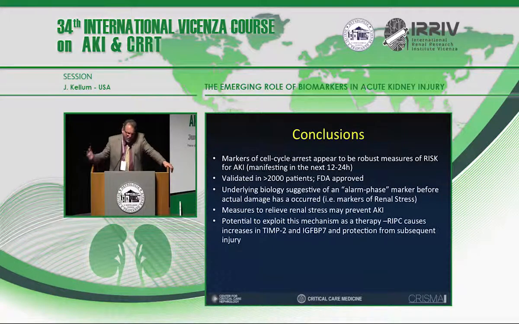So in conclusion, markers of cell cycle arrest appear to be robust measures of risk for acute kidney injury, manifesting in the next 12 to 24 hours. They've now been validated in 2,000 patients. The test is FDA approved. The underlying biology suggests an alarm phase marker before actual damage has occurred, i.e. markers of renal stress. Measures to relieve stress may prevent AKI, and the potential to exploit this mechanism as a therapy, such as with remote ischemic preconditioning and potentially medications, to protect the kidney from subsequent injury.